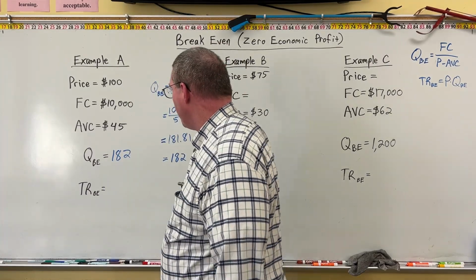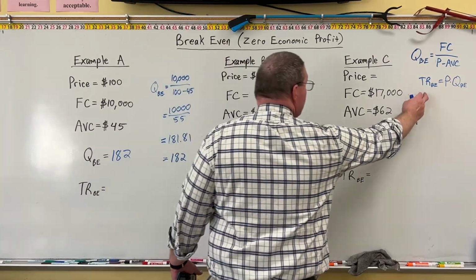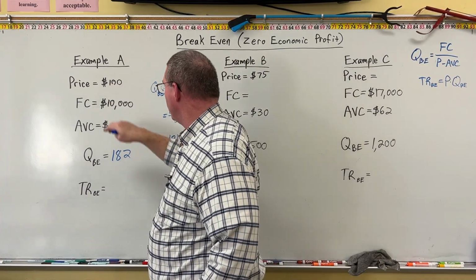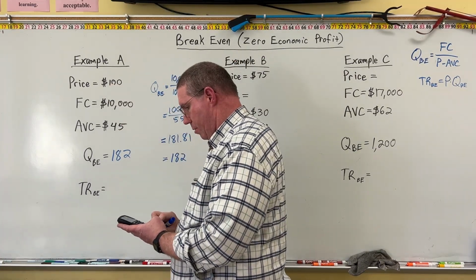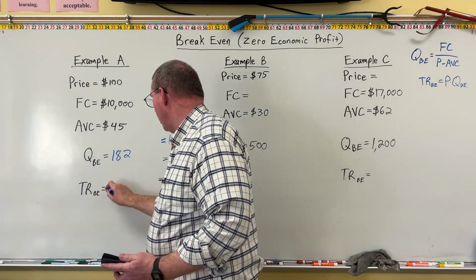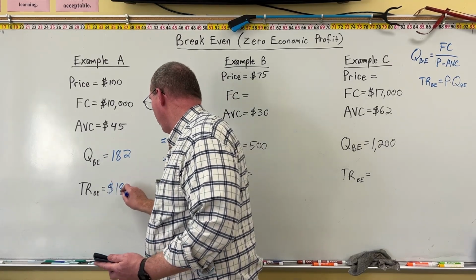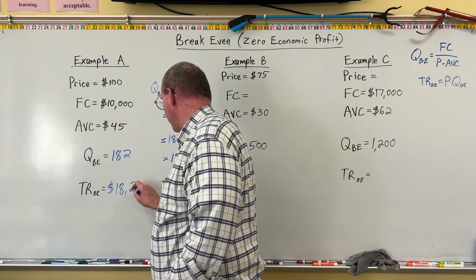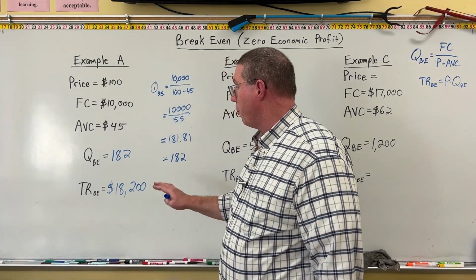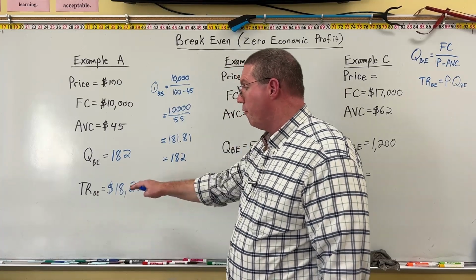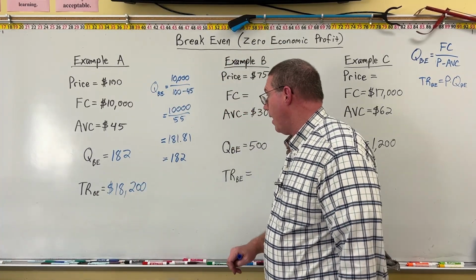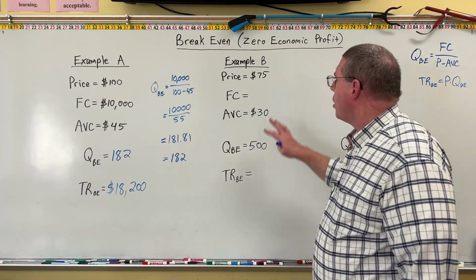And now to find break-even total revenue, we just need to multiply the price times the break-even quantity. So price is 100 times 182, and that's going to be 18,200. So this firm has to earn $18,200 before it earns zero economic profit, before it breaks even, before it stops experiencing a loss. Okay.